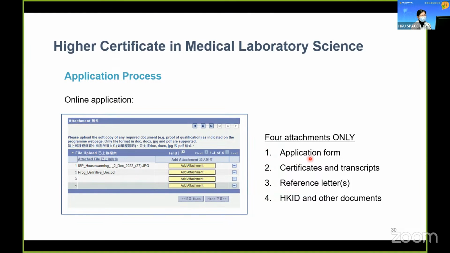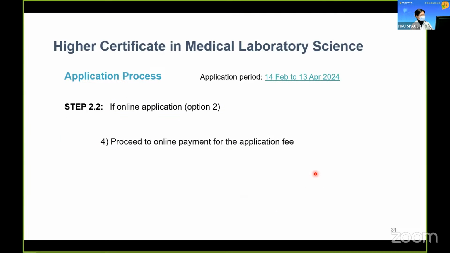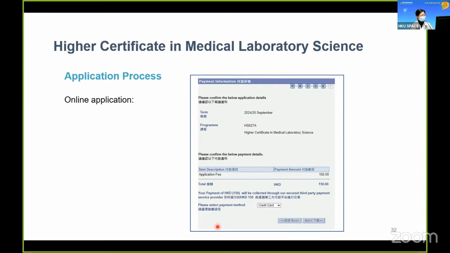For example, one file will be the application form. For the second file, you need to compile all your certificates and transcripts. The third file is the reference letter or letters. The fourth one is the Hong Kong ID copy and other supporting documents you may provide. And the last step is to proceed to the online payment for the application fee. You can choose different payment methods; credit card, WeChat Pay, or Alipay are fine.